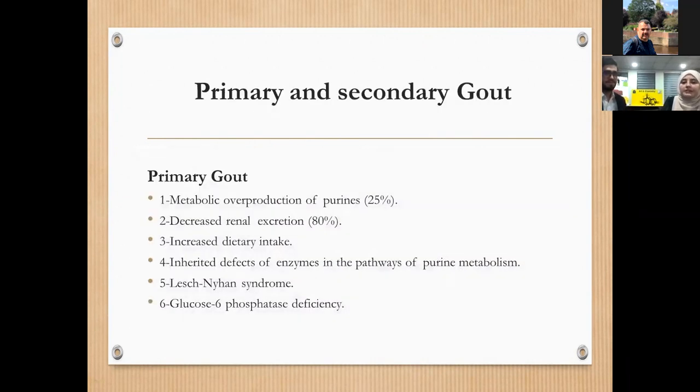Now, we have two types of gout, primary and secondary. Mehvan, could you please clarify what we mean by primary and secondary? Sure.